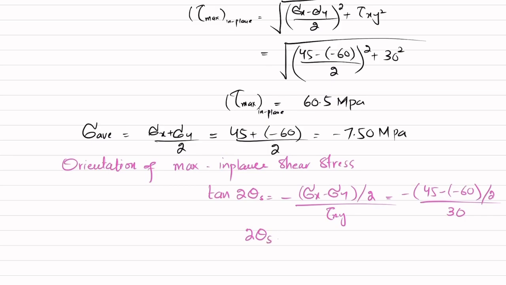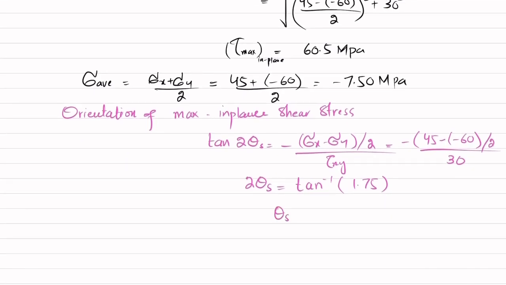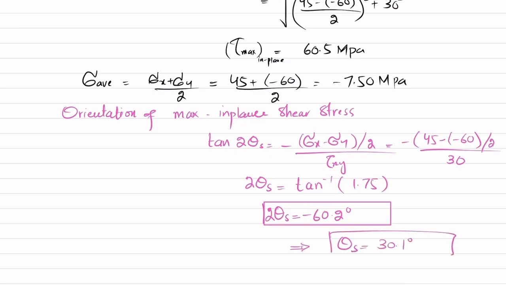2 theta s will be equal to tangent inverse of 1.75, or you can say that theta s will be equal to 60.2 degree, minus 60.2 degree. Okay, so theta s will be equal to 30.1 degree. Clear?